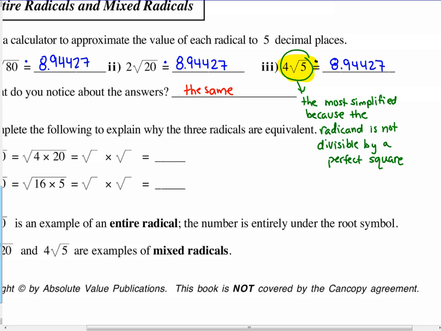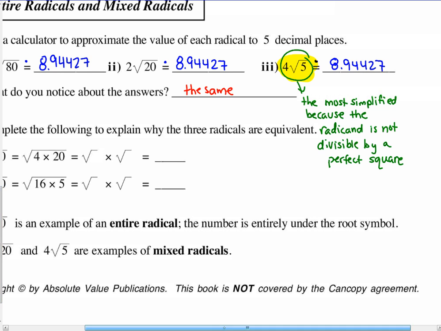So 80 was divisible by 4 and 16. 20, in the second example, is still divisible by, what perfect square will go into 20? 4. You could still break down 20 to root 4 times 5. So if it's 5, is that divisible by any perfect squares? No. So that's why it's fully simplified. Root 80 and 2 root 20 could still be broken down into a product of two numbers where one's a perfect square.